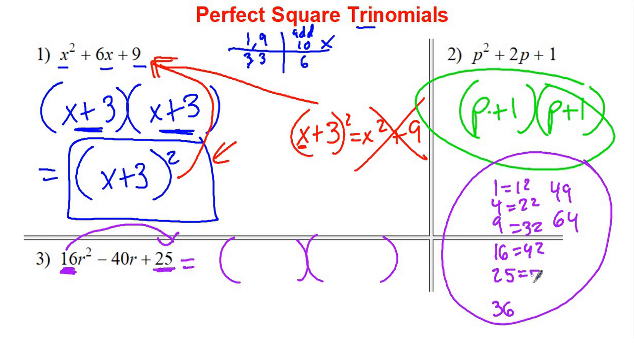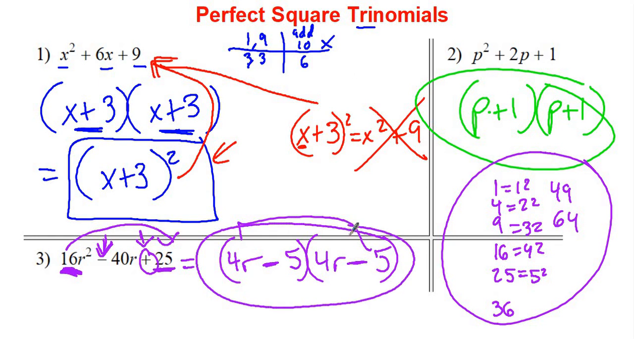Okay, so the important thing is you can use the swing method, but you might as well try this as well. You might as well ask yourself, how could I have gotten 16r squared? I could have done 4r times 4r. And how could I have gotten 25? I could have done 5 times 5. And then if that's positive, and yet I'm adding things, I'm multiplying two numbers that give me a positive, but they add to be a negative, the only kind of numbers that do that are two negatives. A negative times a negative is a positive, and a negative plus a negative would be a negative. So this is actually what it factors to.